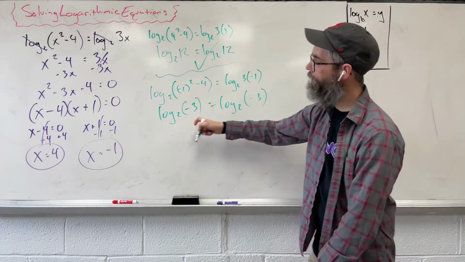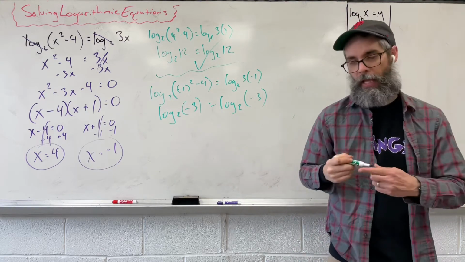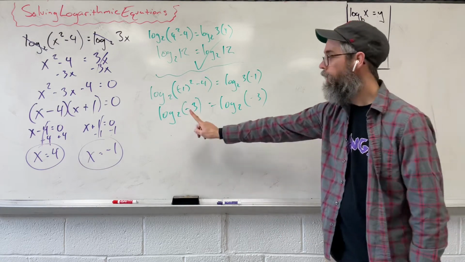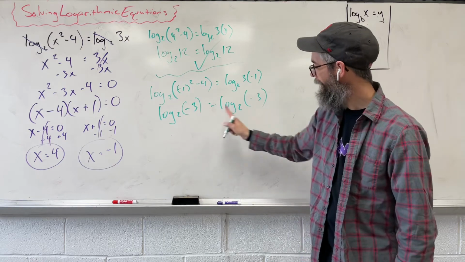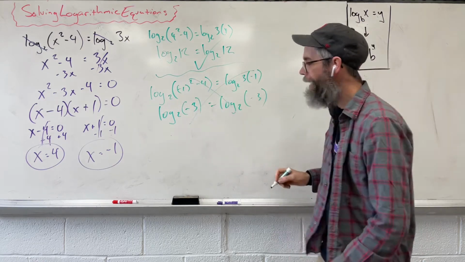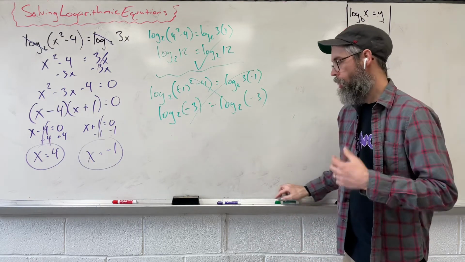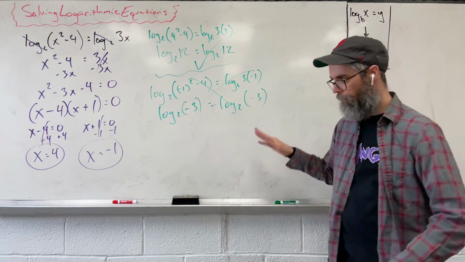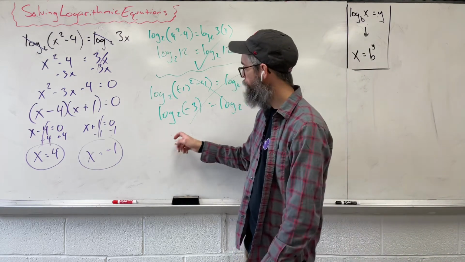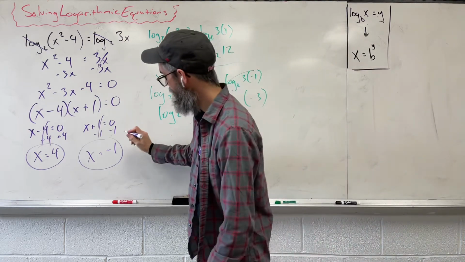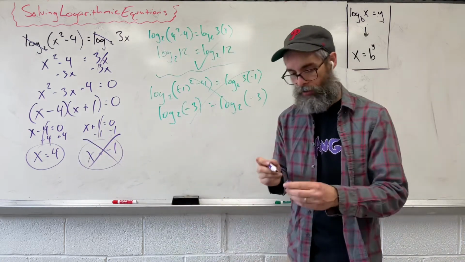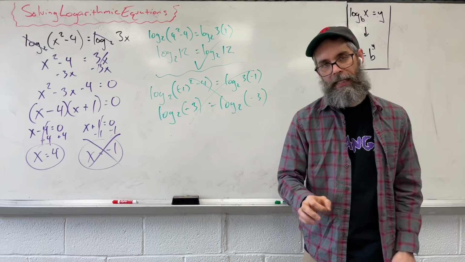Now, even though left side and right side both are the same, that's good. However, we can't take the log of a negative number. So because we get that, it messes everything up for us. We did all the work correctly, but since I get a negative here, the number we plugged in, negative 1, is not a correct answer. We call that an extraneous solution.